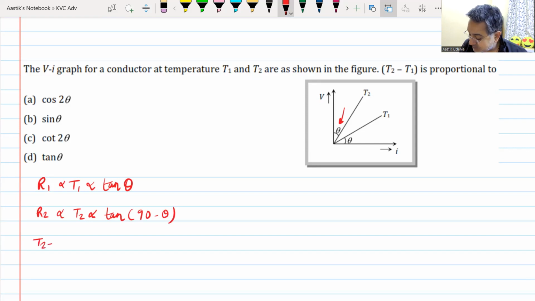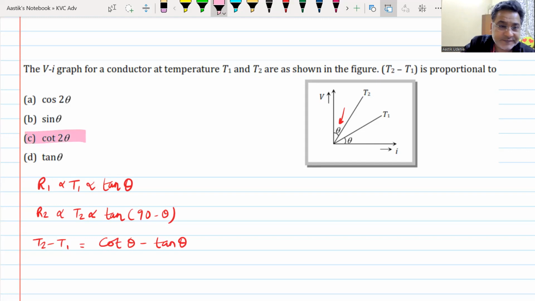So T2 minus T1 will be proportional to cot theta minus tan theta. And from here, I think you should be able to solve it. This is a simple trigonometric equation, and you will end up somewhere with cot 2 theta. That you must be able to get from here. If you can't get it, well, I will not say anything from here onwards.